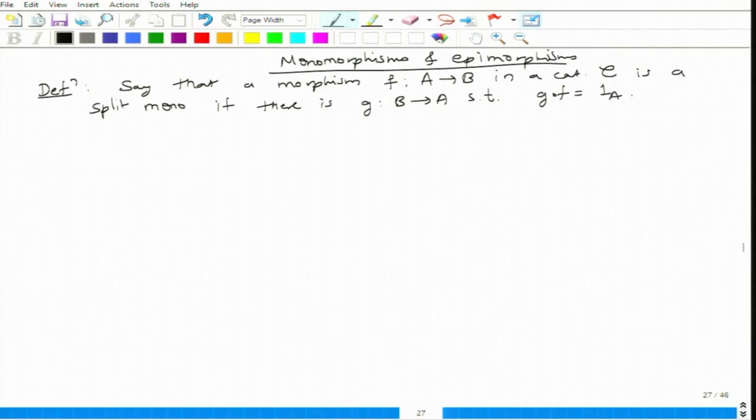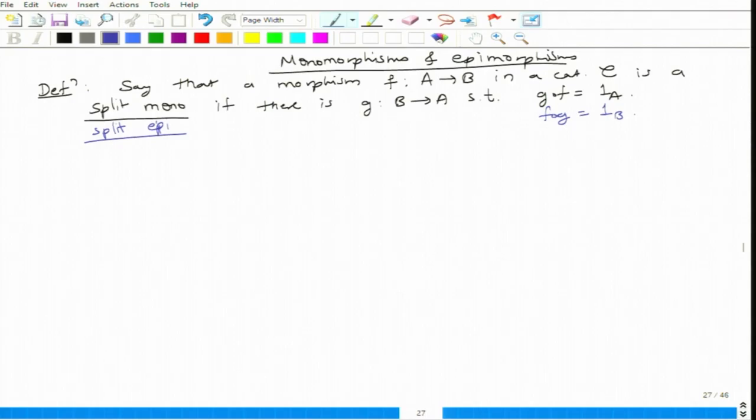If you recall, the definition of isomorphism asked for both. Yeah, g composed with f is identity on A and f composed with g is identity on B. But here we are only asking for one. So, this is called a split monomorphism. What will be split epimorphism? If there exists a g such that f composed with g is identity on B. Okay. So, split mono and split epi.